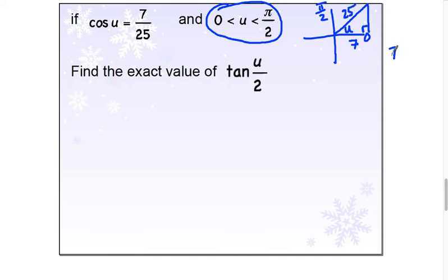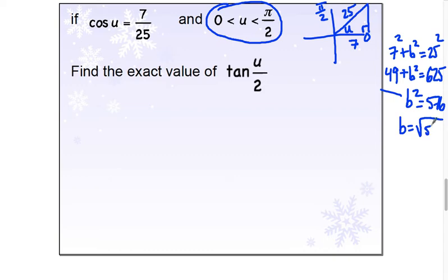So then we can do the Pythagorean theorem. 7 squared plus b squared will equal 25 squared. So 49 plus b squared is going to equal 25 squared. What's that? 225? I'm sorry, 625. Okay, so 625 minus 49, we're going to get 576. Take the square root of that, and we should get 24. Since the side is pointing up, it should be positive 24.